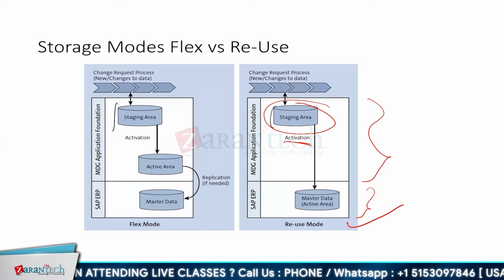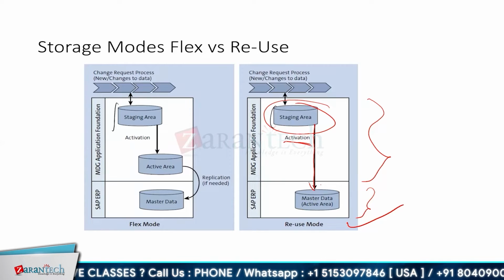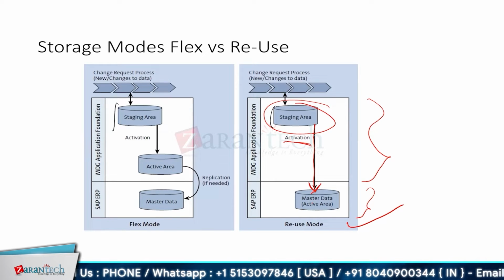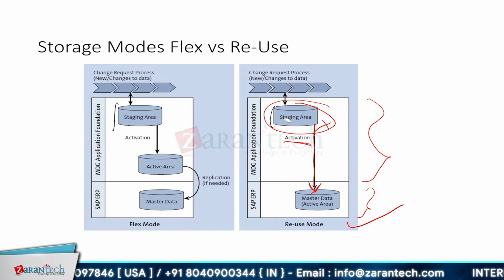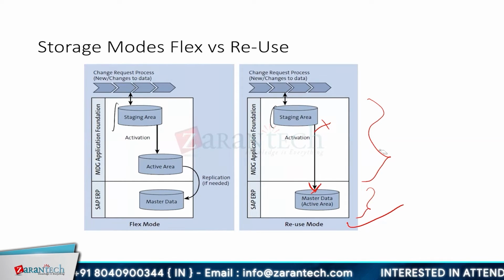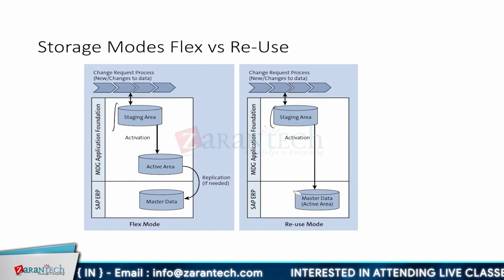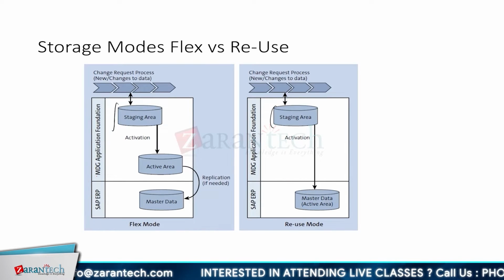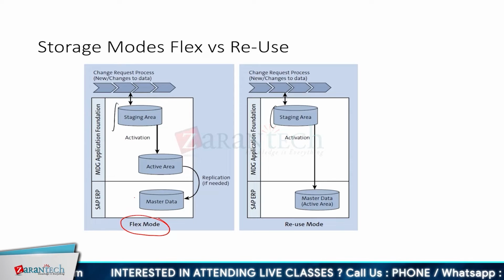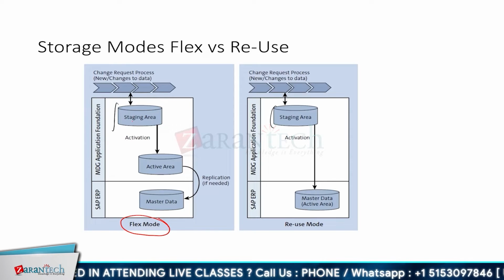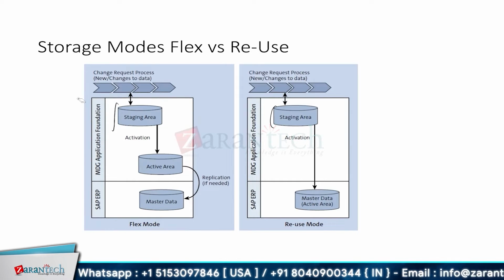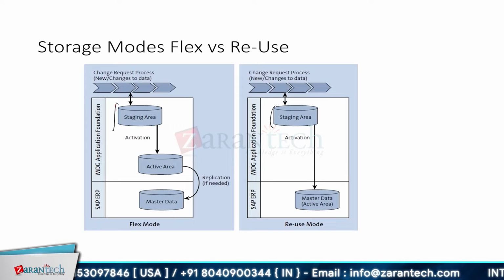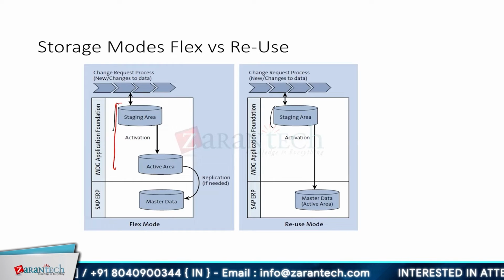During that time, the record will be moved from staging to the active area, and the record in the staging area will be deleted. That's the reuse mode concept in this diagram. Now, when it comes to flex mode, this is the diagram. You have your active area here, which is very fine. Now the point here is that this is one single staging area only.